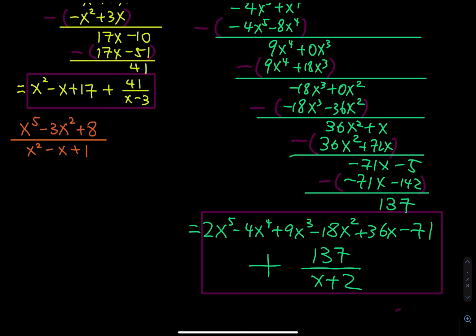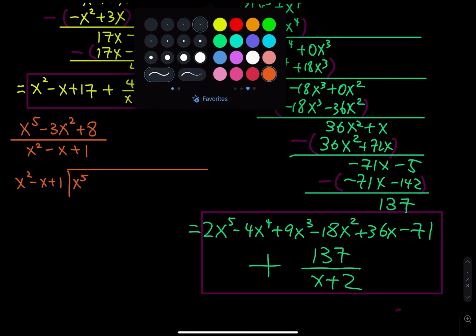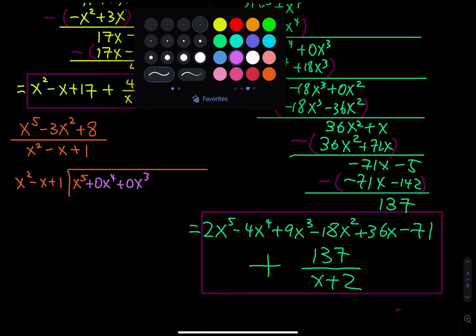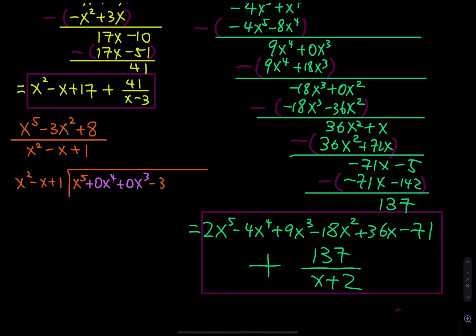The last problem, we have a fifth power, the fourth power, the third power is missing, the first power is missing. We have x squared minus x plus 1, and then this, we have x to the fifth. The fourth and third powers are all missing, so we have to add that. We have to add 0x to the fourth plus 0x to the third. And then we have the second degree, minus 3x squared. The first degree is missing, and then we add 8 at the end. Plus 0x.